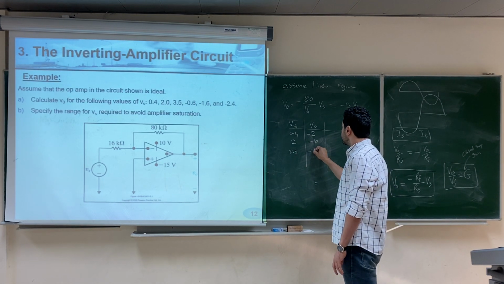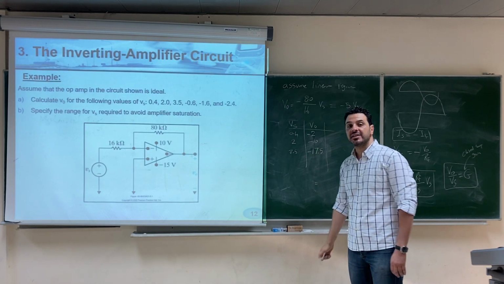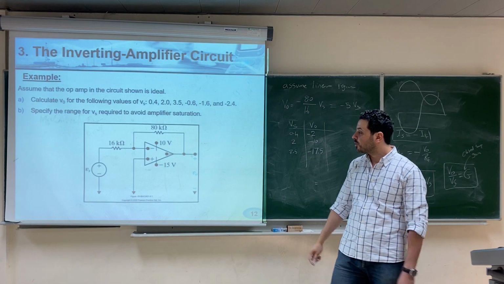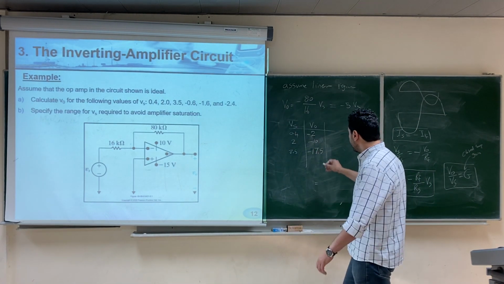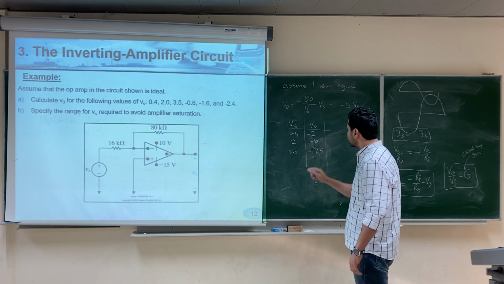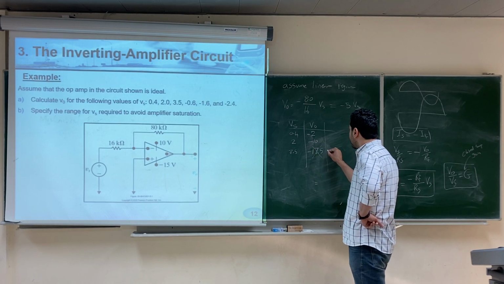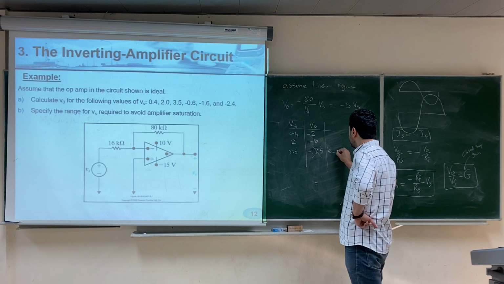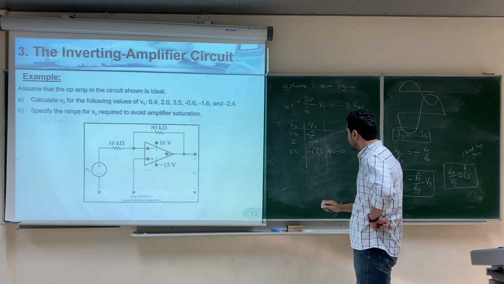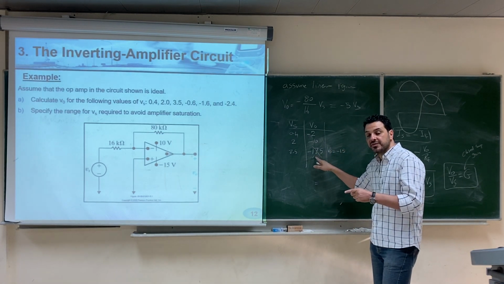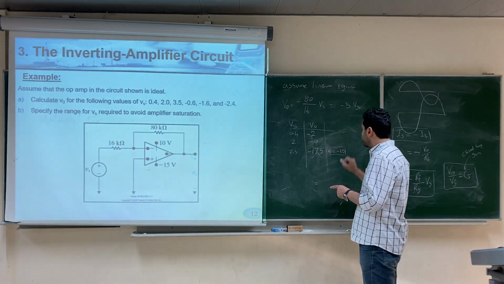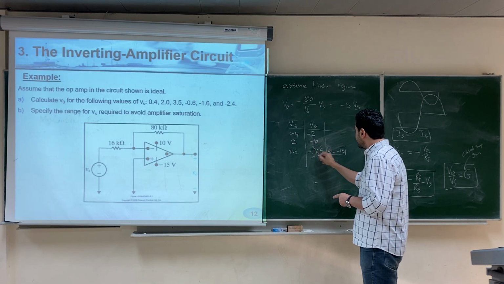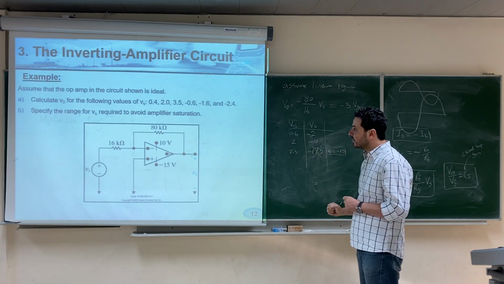When Vs is 3.5, V output will be minus 5 multiplied by 3.5. This is negative 17.5. Is it possible to have negative 17.5? No, because the output cannot go below negative 15. In this case, we say this answer is wrong. Our assumption is wrong, and the output is going to saturate at negative 15, because it will try to go to negative 17.5, but once it reaches negative 15, it will saturate and stop. So here we say that the answer is negative 15.